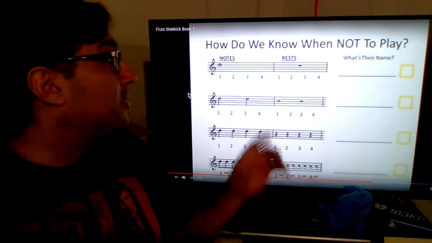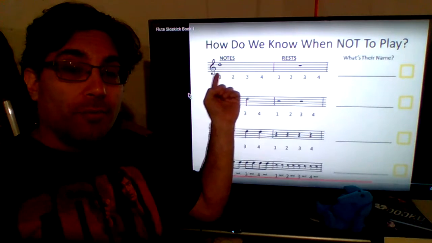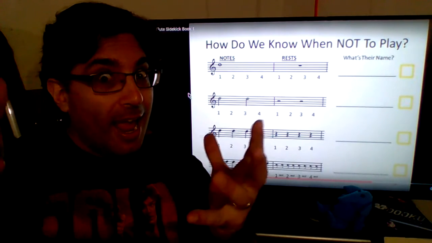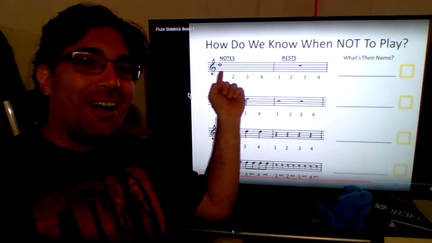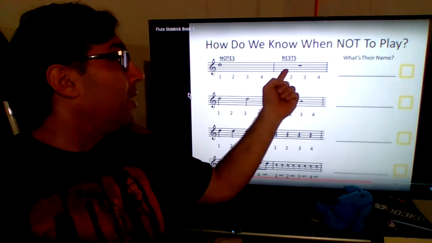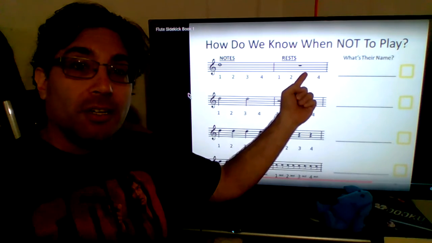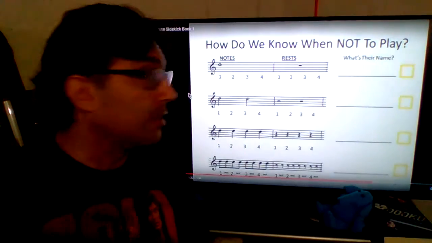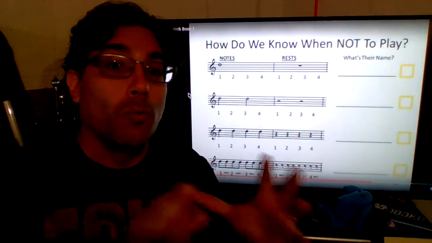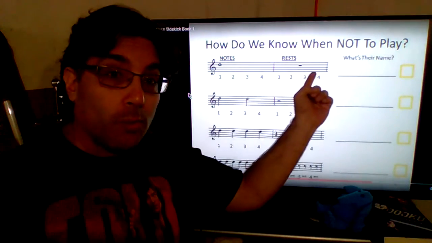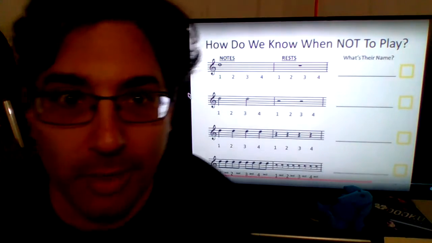All right? So, for instance, over here, we have this guy. Now, if you remember, that's called a whole note. Very good. So, whole notes get 4 beats. Now, over here, this is a rest. This rest right here, this little rectangle, that tells you it's a whole rest. Whole note, whole rest. Whole notes get 4 beats. Whole rests get 4 beats, okay?